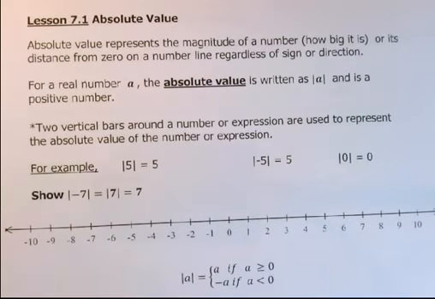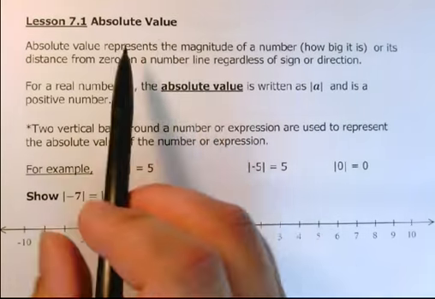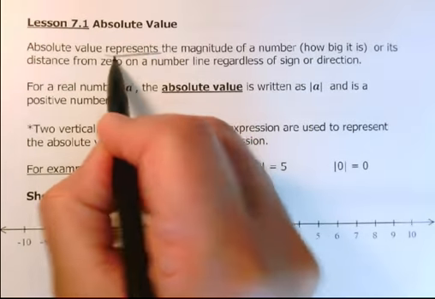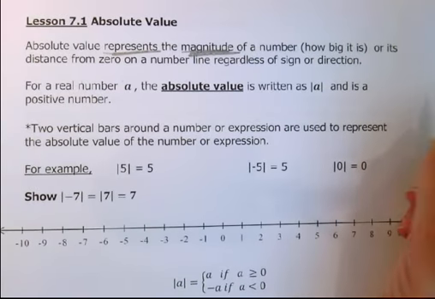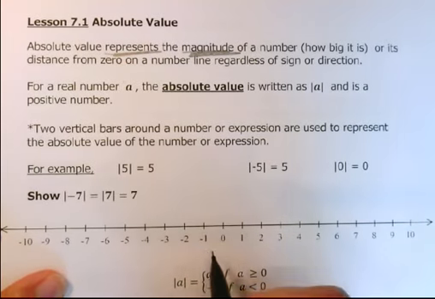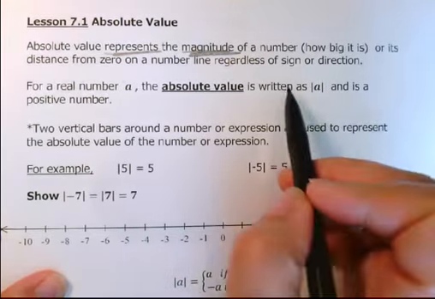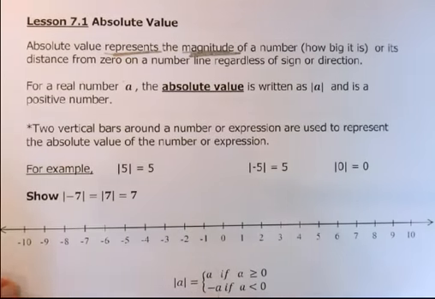Okay, so the first thing we're going to look at is we're going to define what an absolute value is. It represents the magnitude of a number. So that means how big is this number? Or, for example, how far away it is from zero on a number line. It doesn't matter which direction it's going. It doesn't matter if it's negative or positive. We just want to know how far away from zero it is.